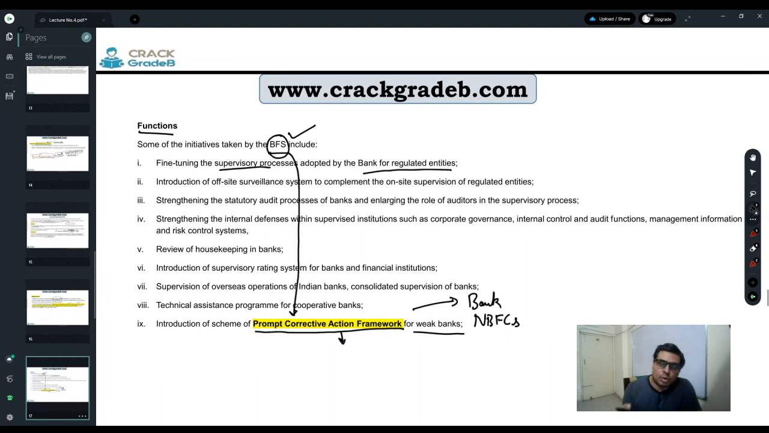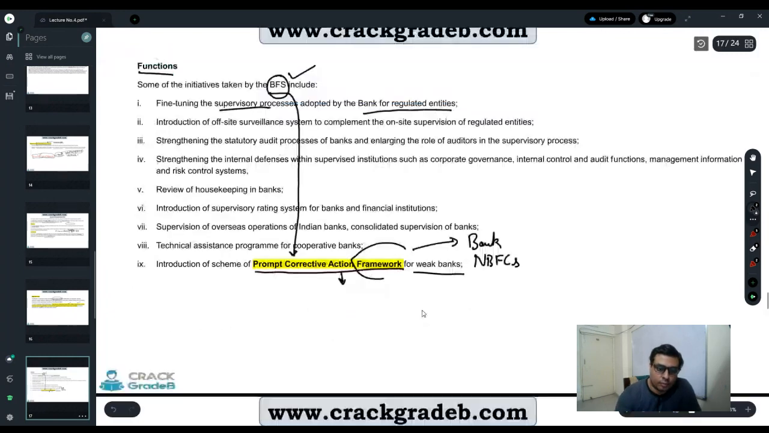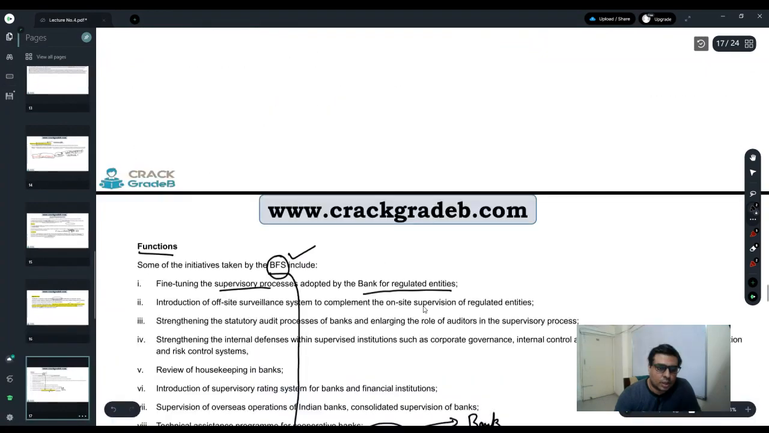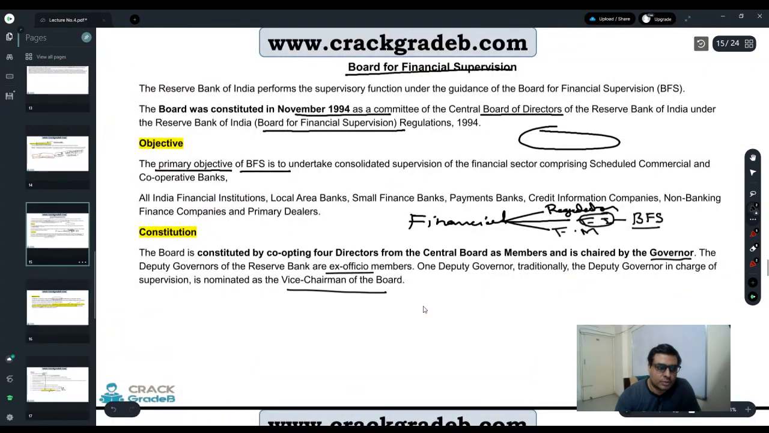It is the Board of Financial Supervision, which provides the power to have a framework for prompt corrective action. Weak banks means their financial health is not correct and they may be going to have some big trouble. So before they have big trouble, we have to initiate prompt corrective action for them, right? So it is all about the Board of Financial Supervision.